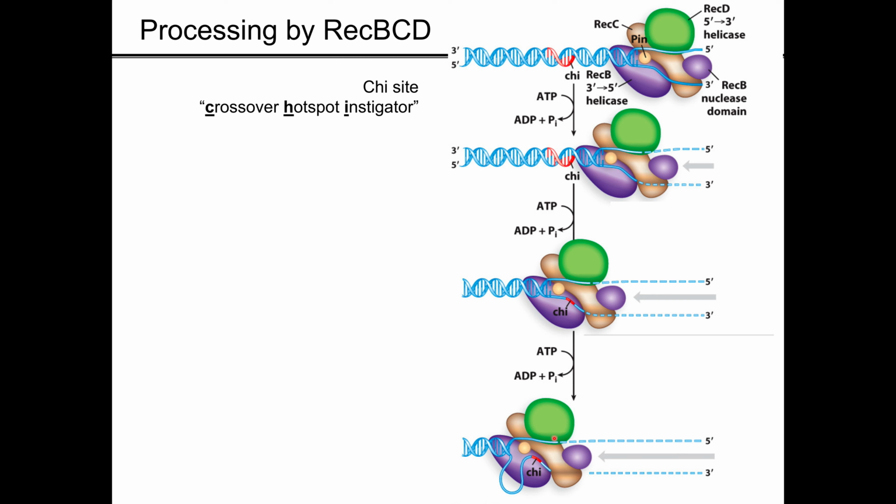However, the RecD helicase activity is not going to be affected by the chi site, and so it's going to continue to pull the DNA, and it's going to continue to get chopped. And so here we're going to end up with a short 5' end and a long 3' end. And this long 3' end is going to be our invading strand into the sister chromatid to create the displacement loop.